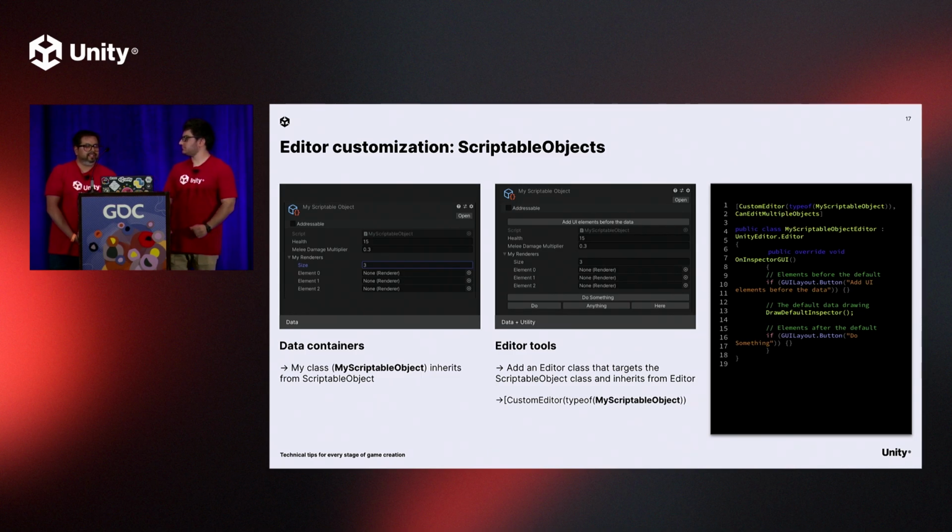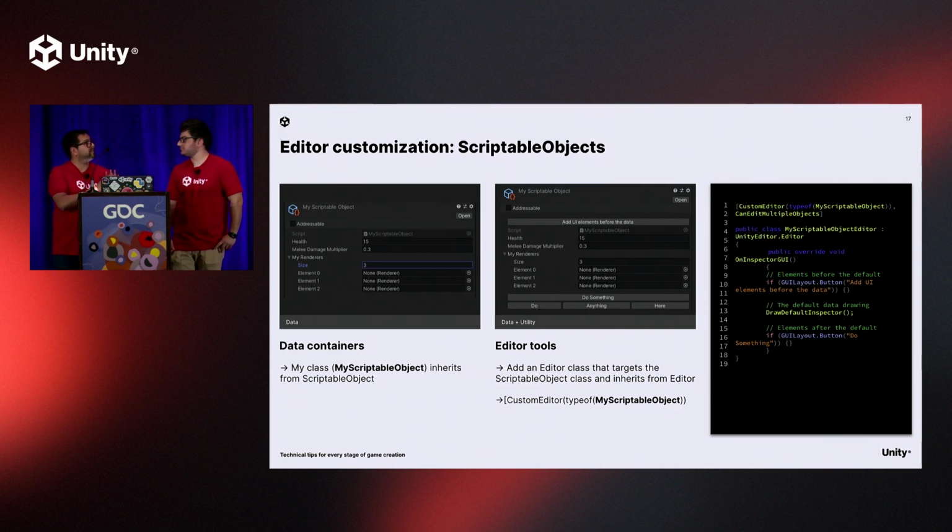Let's make that possible by customizing how the editor presents our scriptable objects. For those unfamiliar, scriptable objects are simply data containers. They're independent from scenes, and they can store any kind of data you'd like them to have. On the left, we have a custom scriptable object containing some game data: health, some damage multiplier, and some render information. In the center, we can see that our changes from the code on the right have added some buttons to our scriptable object, and we could do anything with those buttons, really.